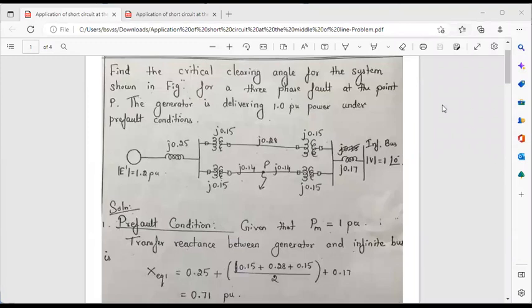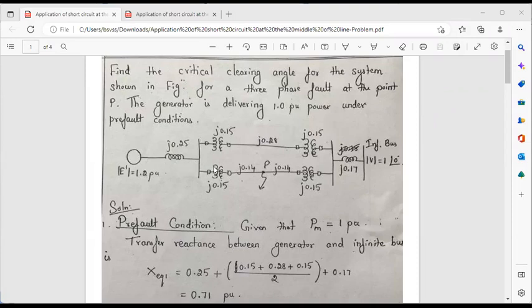Today, let us see the problem in stability analysis to find the critical clearing angle for a system where the fault occurs at the center of the transmission line. Here in this problem, it's a three-phase circuit and the fault is also a three-phase fault. The fault has occurred at the center of the second line of this double circuit.